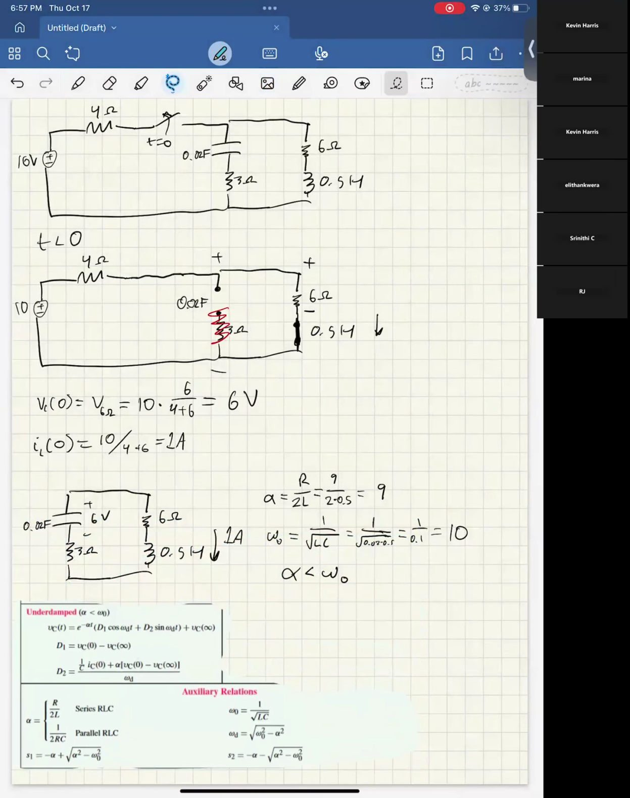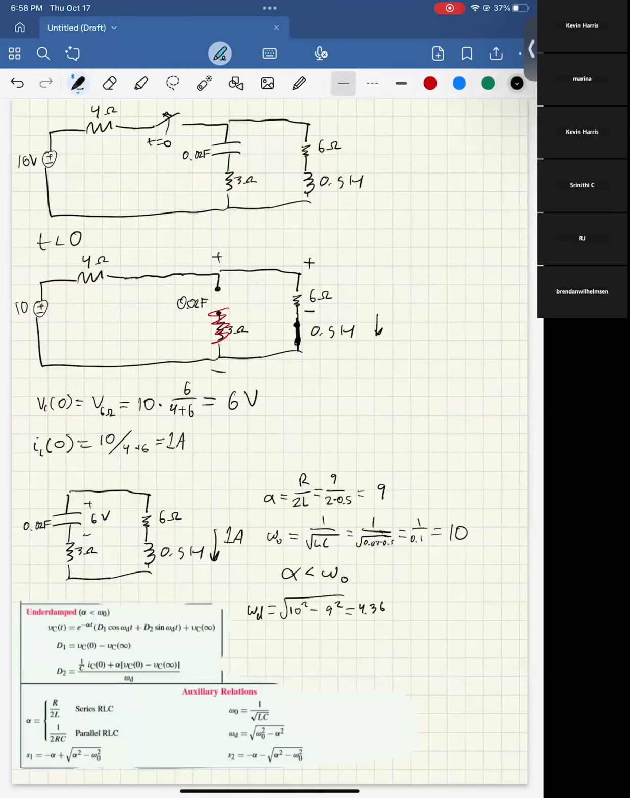Okay, so A is less than omega naught, and we're using these equations. I'll start by calculating omega d, which is the value inside of the sine and cosine. So omega d equals the square root of omega naught squared minus alpha squared. I'll fill in those values: 10 squared minus 9 squared, which is the square root of 100 minus 81. The square root of 10 squared minus 9 squared is going to be 4.36.